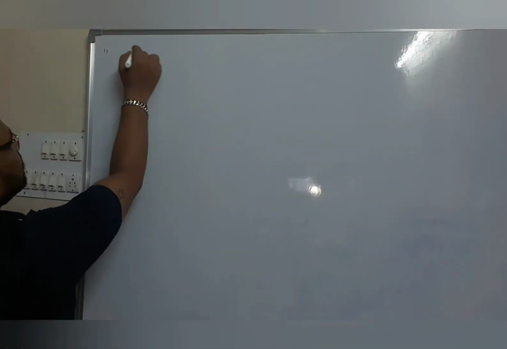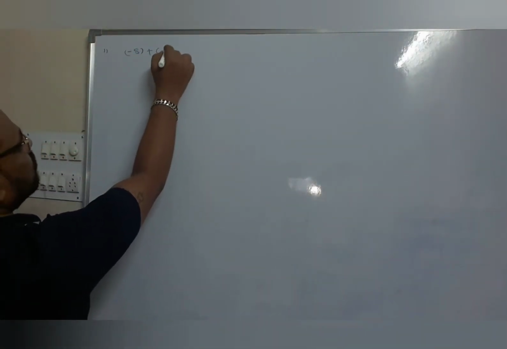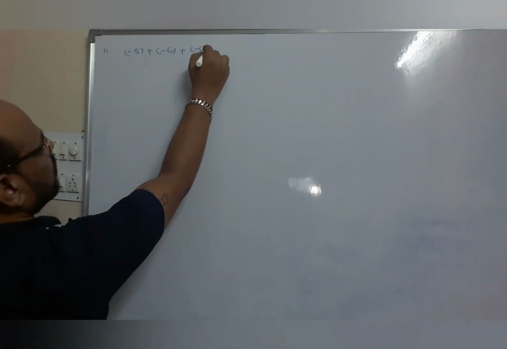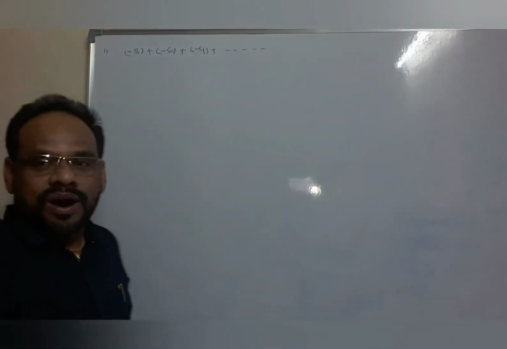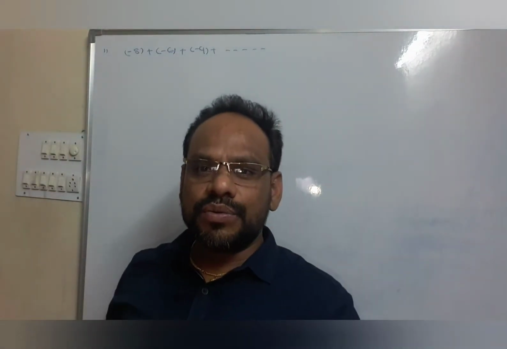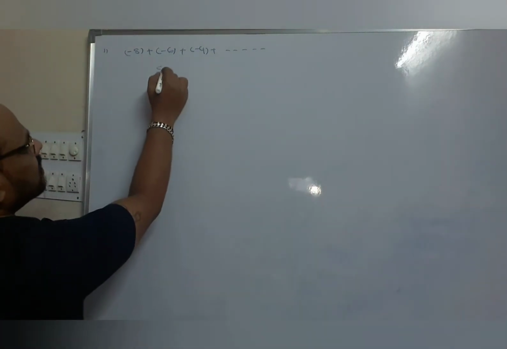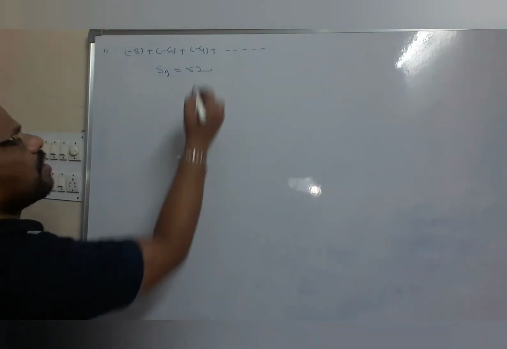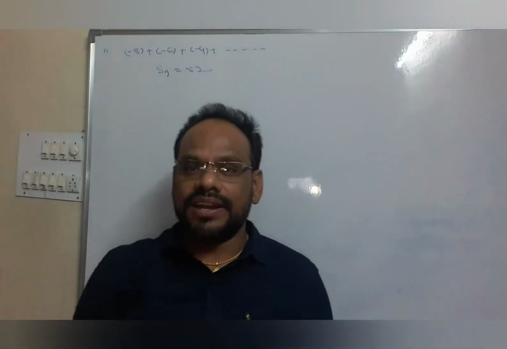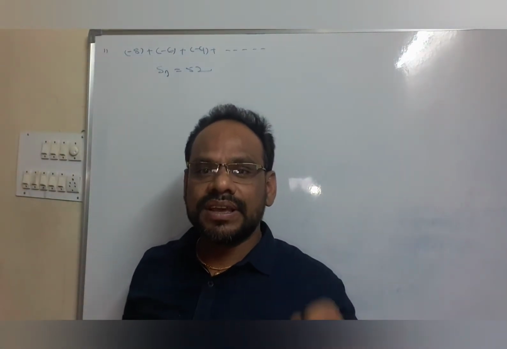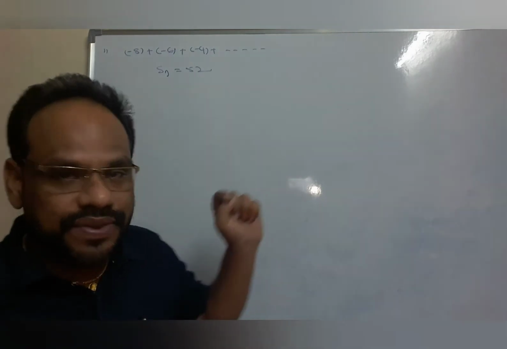Okay, example 1. How many terms must be added to make their sum 52 in the sequence minus 8 plus minus 6 plus minus 4 plus and so on? How many terms are to be added to make their sum 52? That means Sn is equal to 52.